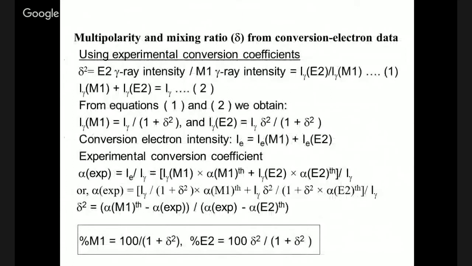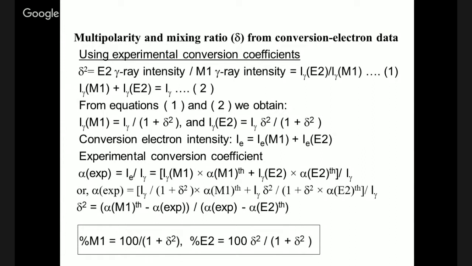It's just algebra. If you have an M1 plus E2 transition and you get the conversion electrons, you can determine how much is M1 and how much is E2. That's all. You can determine delta with a little bit of algebra. It's very simple. You determine the value of delta, and percent M1 is 100 over 1 plus delta squared. Percent E2 is 100 delta squared over 1 plus delta squared. This is a typical case. We do this very much.